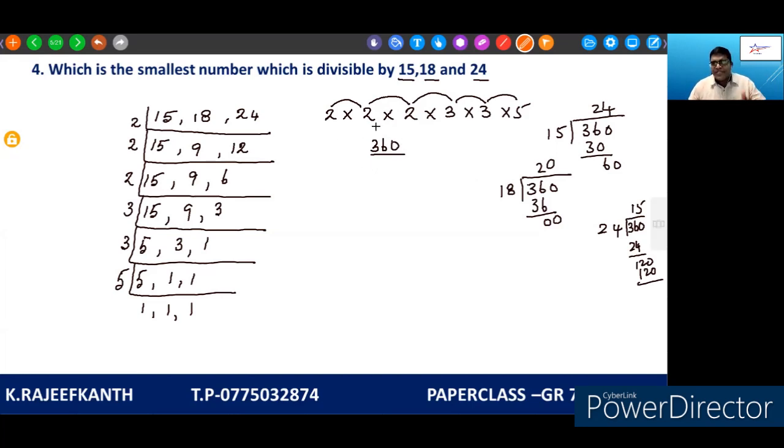So this is the smallest number. Then multiples of this 360 can be divided by 15, 18, 24. That means the second multiple of 360 is 720, so 720 we can divide by 15, 18, 24. Multiples of 360 can be divided by these three numbers without remainder, but we have to find the smallest number. Then the answer is 360. The next one.